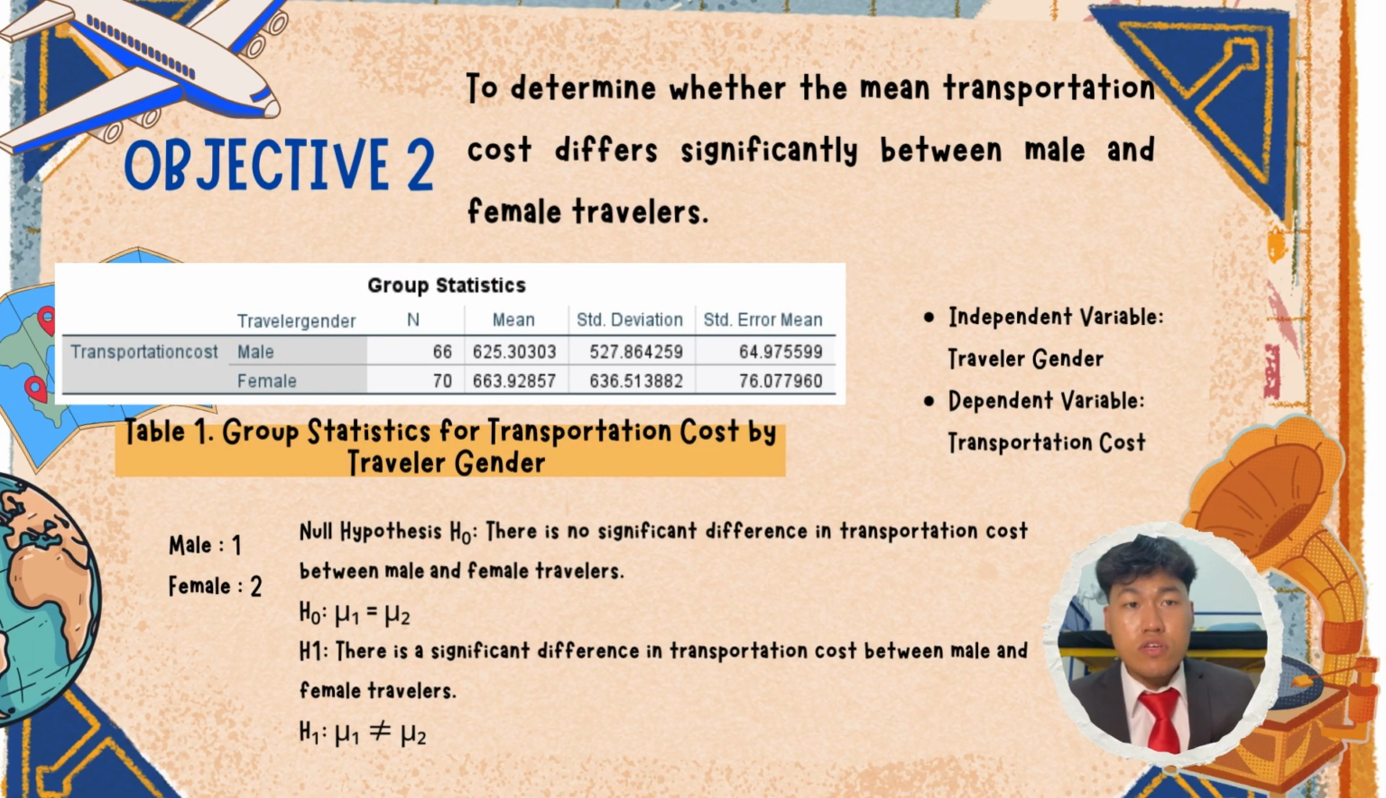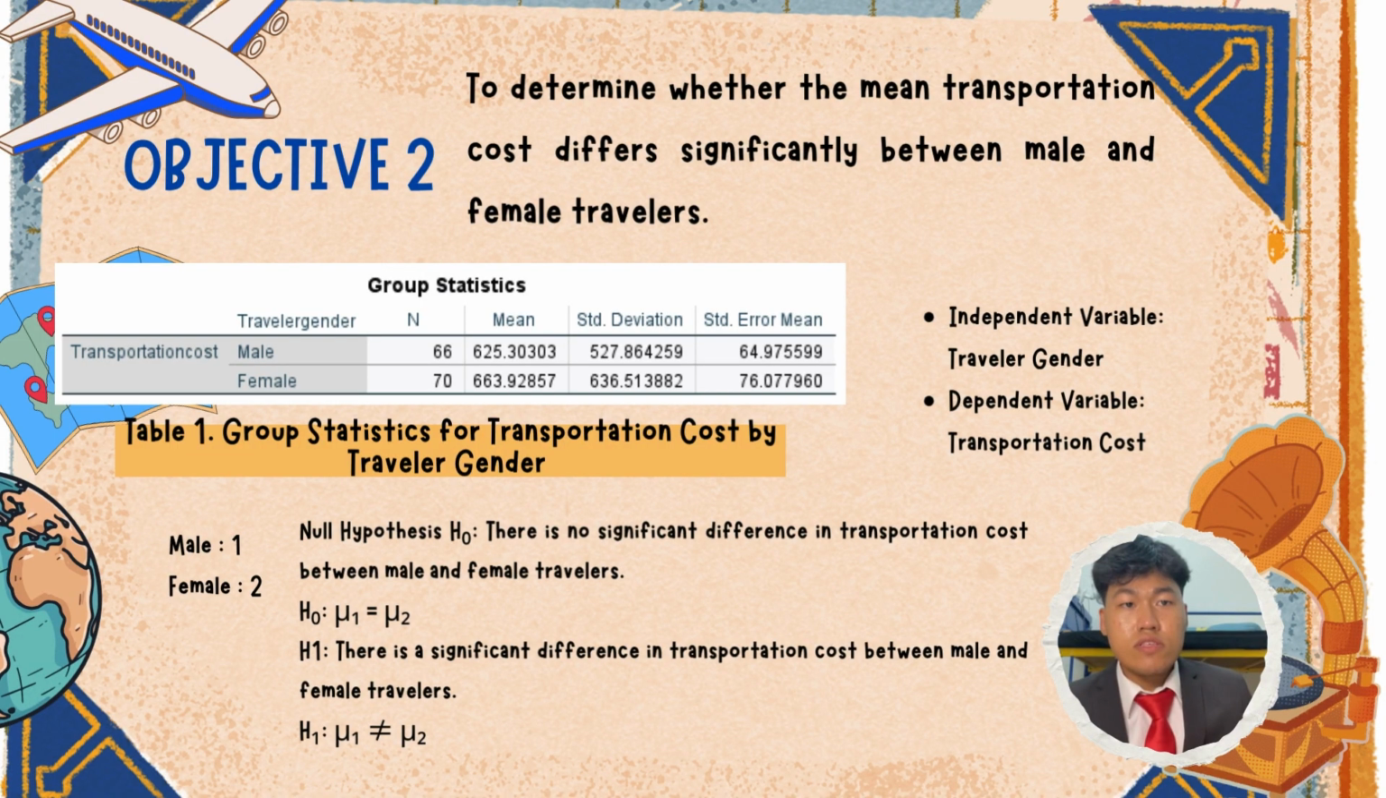To answer this question, we first establish our hypotheses. The null hypothesis states that there is no significant difference in costs between genders, meaning the population means are equal. The alternative hypothesis states that there is a significant difference, meaning the means are not equal.